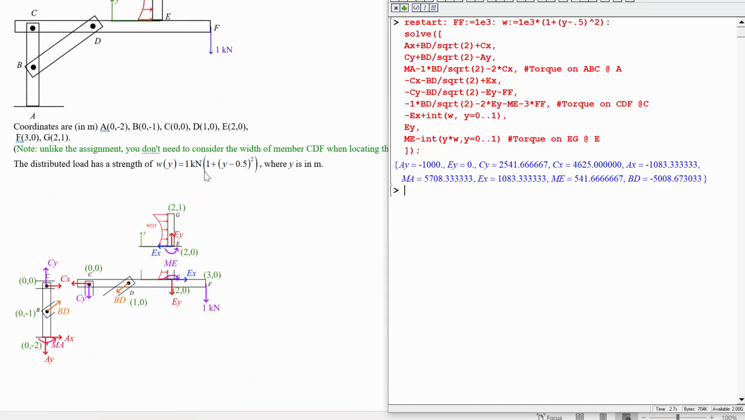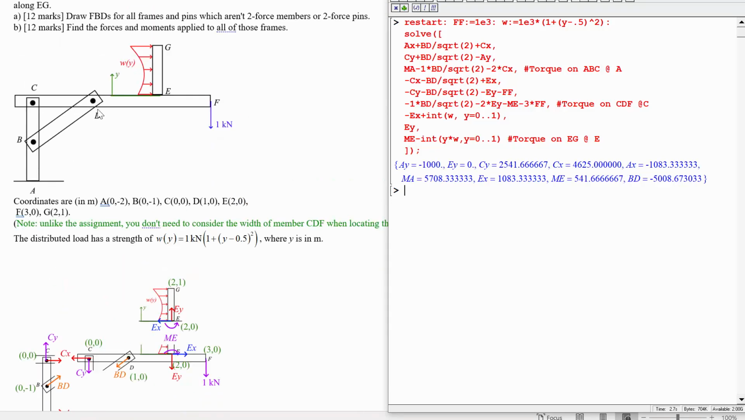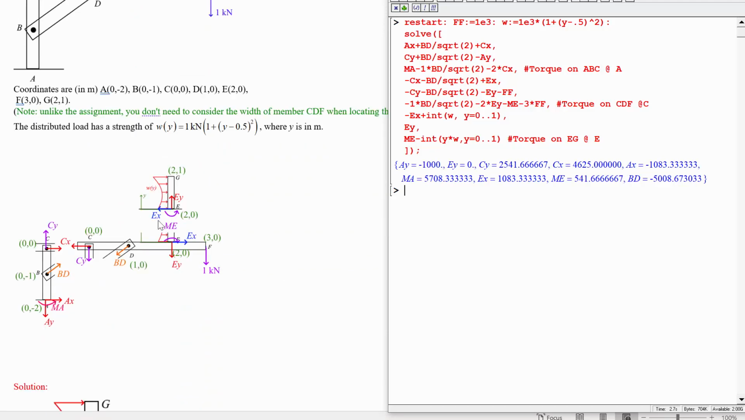Okay, so there's a bit of a sense check and a talk through how to do statics problems in 2D involving things like two force members and dealing with things like distributed loads.